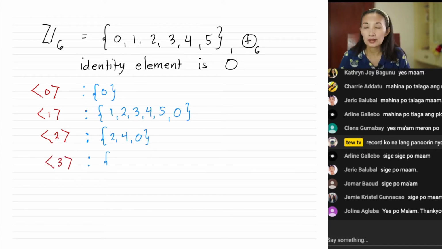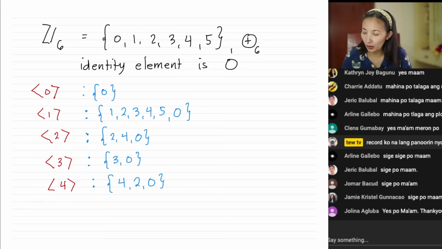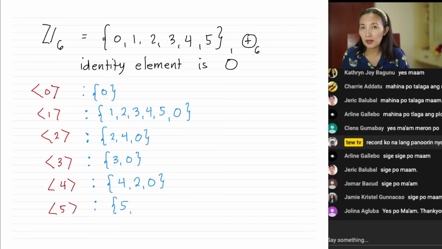How about 3? 3 plus 3 is 6, but 6 modulo 6 is 0. What about 4? 4 plus 4 modulo 6 is 2. 2 plus 4 modulo 6 is 0. Then 5, the last element of Z sub 6. 5 plus 5 is 4 modulo 6. 5 plus 5 plus 5 is 15, and 15 modulo 6 is 3. Adding 5 four times gives 2 modulo 6, five times gives 1, and six times gives 0. Take note that this is the same as the one generated by 1.